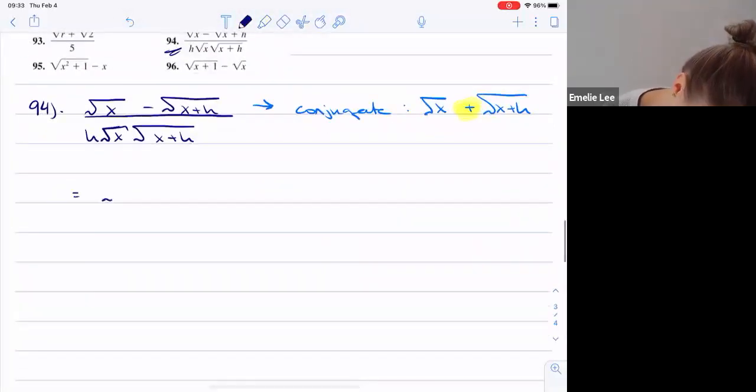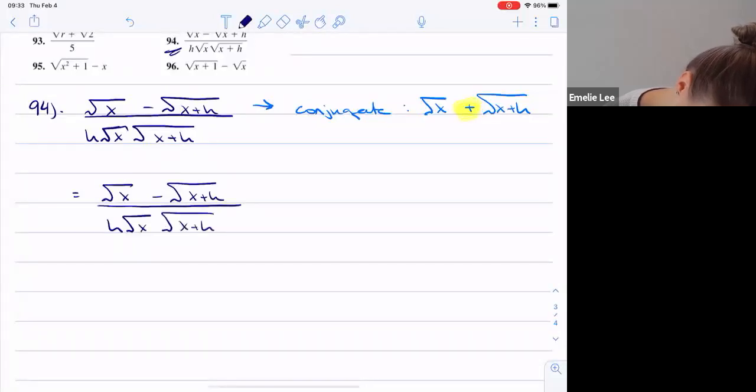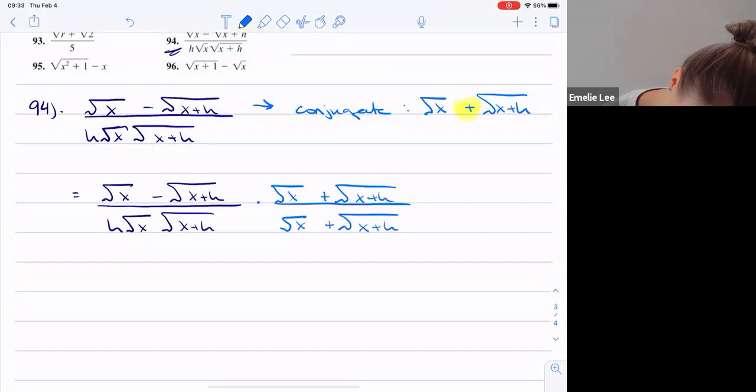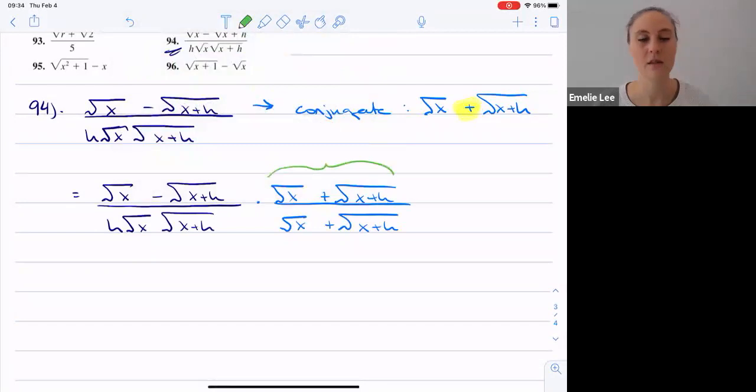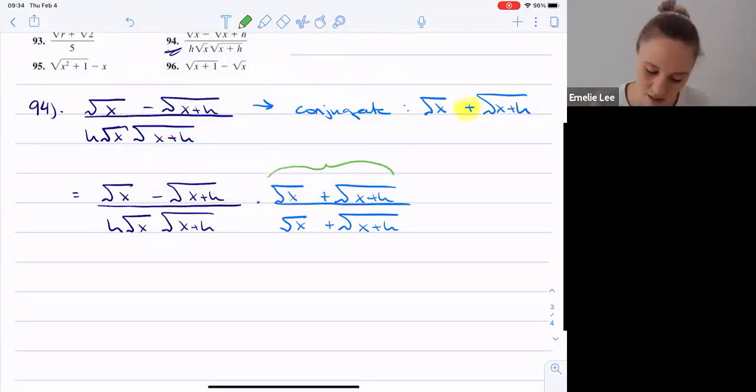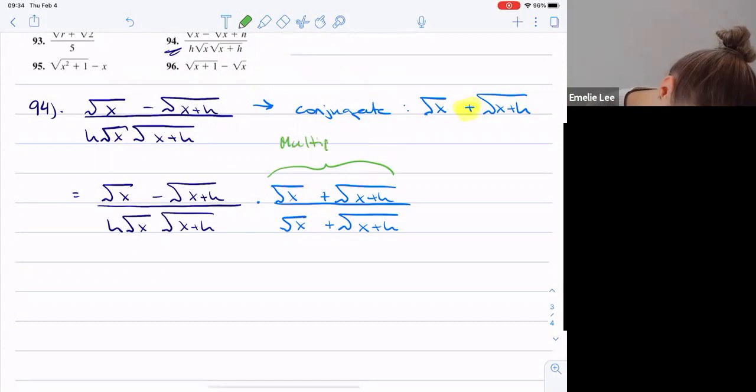So this becomes the root of x minus the root of x plus h, just rewriting the fraction here, over h times the root of x times the root of x plus h. Then times the root of x plus the root of x plus h over the root of x plus the root of x plus h. Right, and I'll make a note here: I'm multiplying by the conjugate.